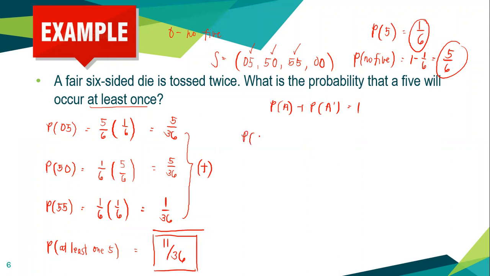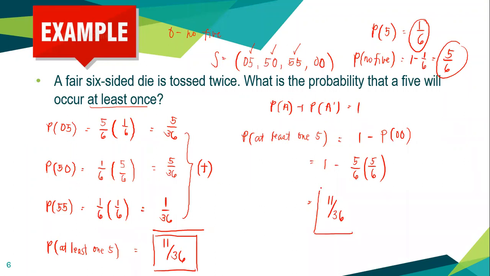So, let's say probability of at least 1/5 is equal to 1 minus yung walang 5. Probability na walang 5. So that is equal to 1 minus, ilan yung probability na walang 5? 5/6 times 5/6. So dapat, lalabas din is 11/36. And we try it. 1 minus 5/6 times 5/6 is 11/36 also. Tama ba? You try it on your calculator.